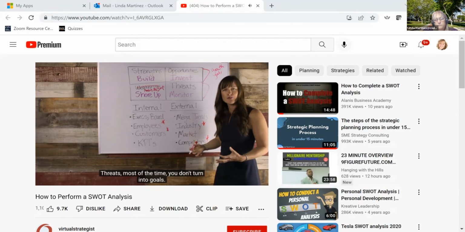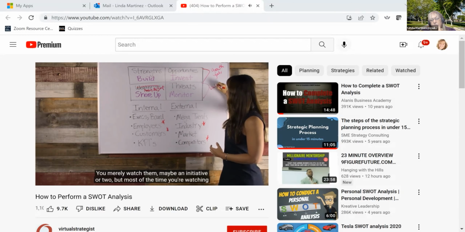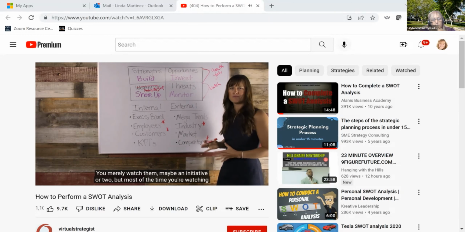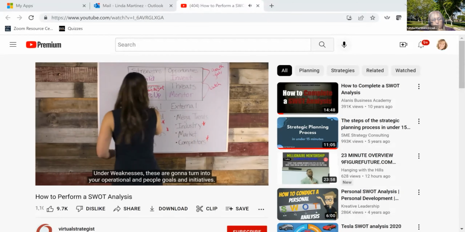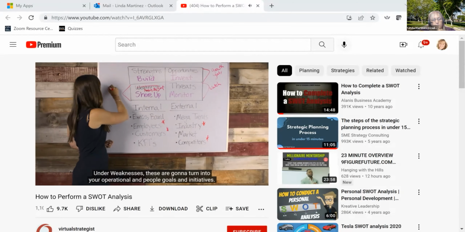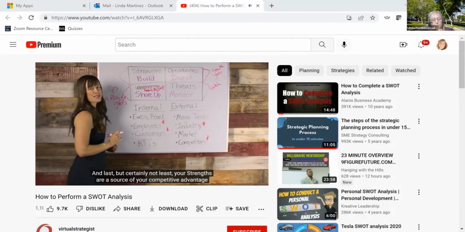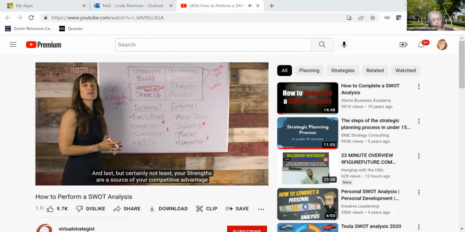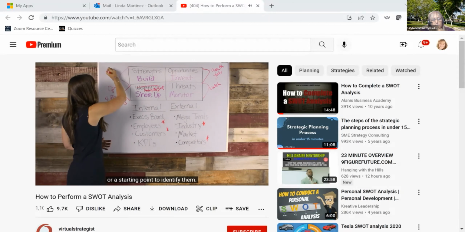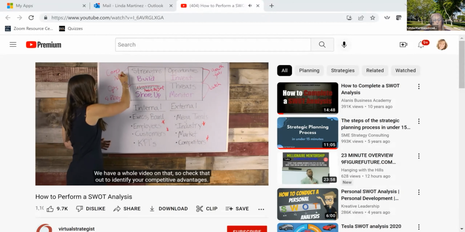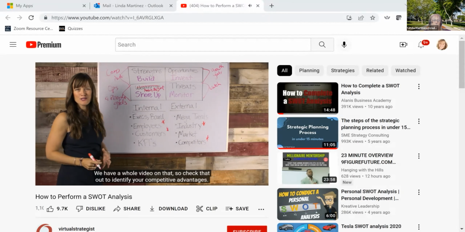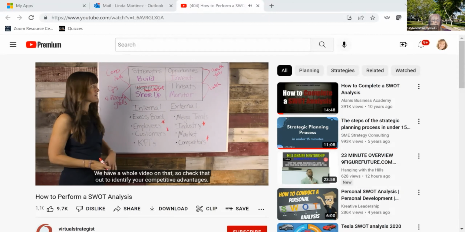Threats, most of the time you don't turn into goals, you merely watch them. Maybe an initiative or two, but most of the time you're watching them. Under/over weaknesses, these are going to turn into your operational and people goals and initiatives. And last but certainly not least, your strengths are a source of your competitive advantage, or a starting point to identify them. We have a whole video on that, so check that out to identify your competitive advantages.